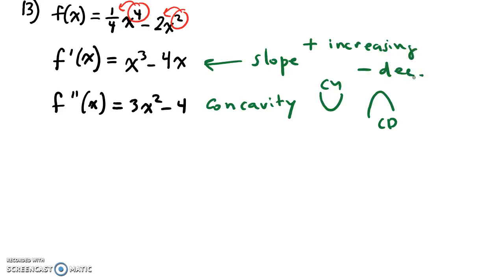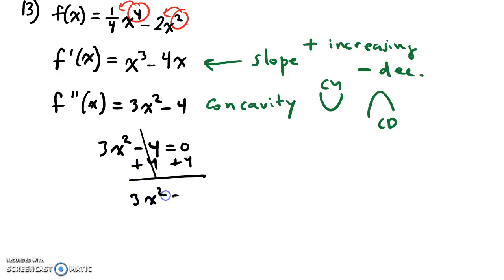Alright, so for the second derivative, we're going to set it equal to 0, so we can find the points of inflection. So 3x squared minus 4 equals 0. You add 4 to both sides. We're basically solving for x at this point. 3x squared equals 4. Divide both sides by 3, and you get x squared equals 4/3. And then we're going to square root both sides to solve for x.